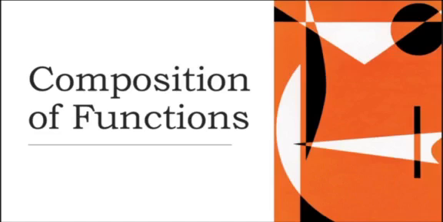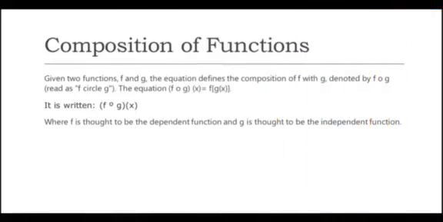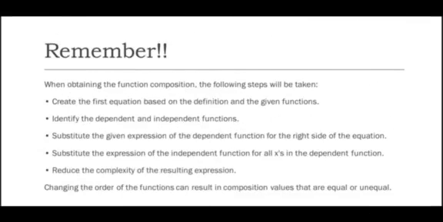So, what is the composition of functions? Given two functions, f and g, the equation defines the composition of f with g, denoted by f circle g. This is the equation. It is written as f circle g function, where f is thought to be the dependent function and g is thought to be the independent function.